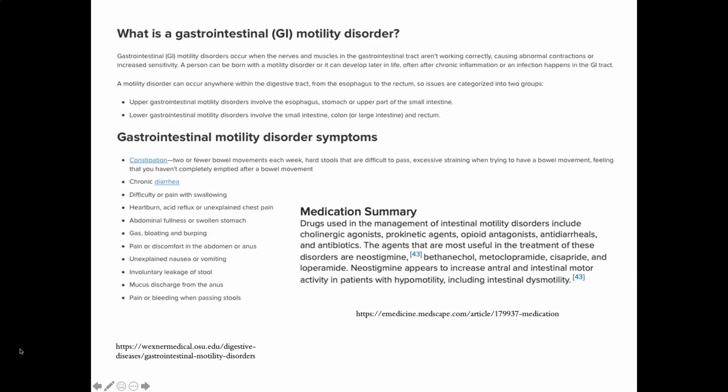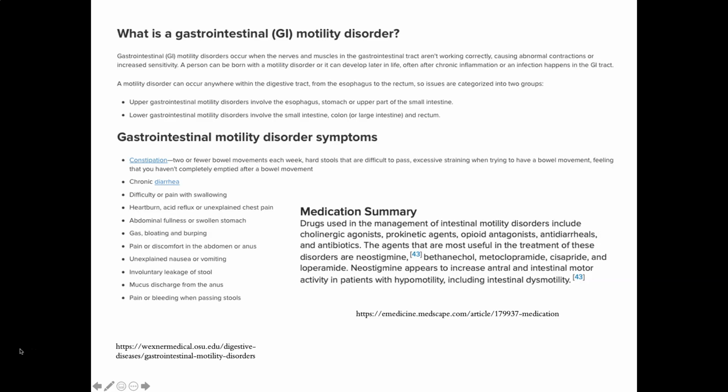So typically they try and diagnose where that's happening. They look at the upper GI motility disorders involving the esophagus, stomach, or upper part of the small intestine, and then they try and pinpoint it if it's in the lower GI, in the small intestine, colon, large intestine, or rectum.